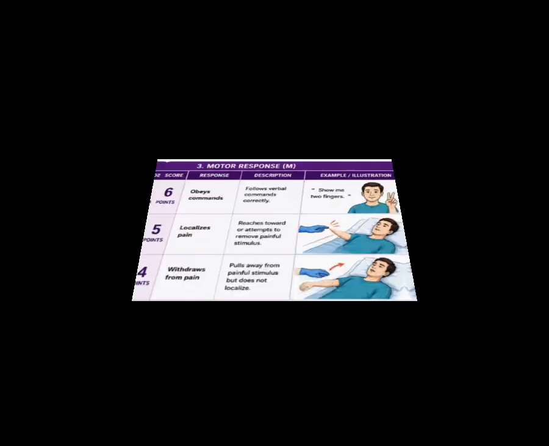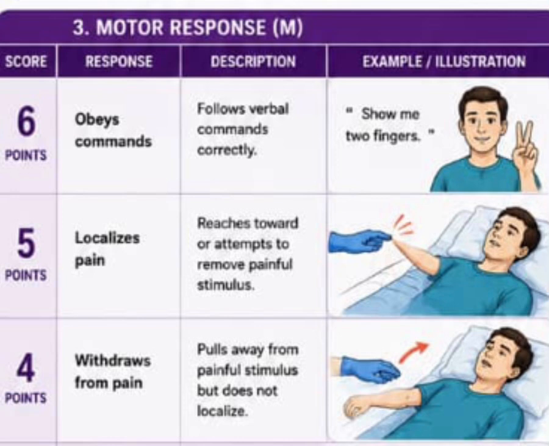So what if now you apply the pain and the patient is moving their hand from the pain? Maybe you apply the pain on the nail bed, or you apply the sternal rub, or you squeeze the nipple, or you do a supraorbital pinch, or you apply trapezius pressure, and the patient is moving his body away from that area. So you have what you call withdrawal from pain. You give the patient 4. So no response 1, abnormal extension, which is decerebrate posturing, abnormal flexion, decorticate posturing, withdrawal from pain. You give the patient a 4.